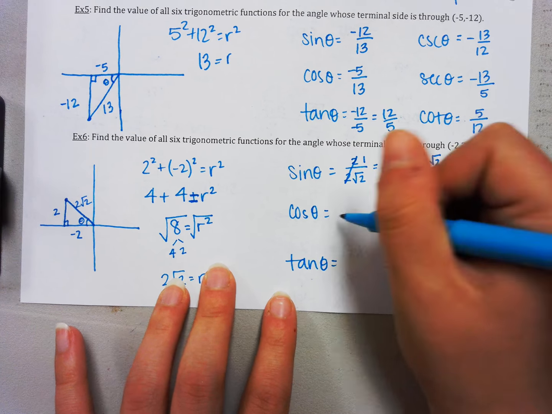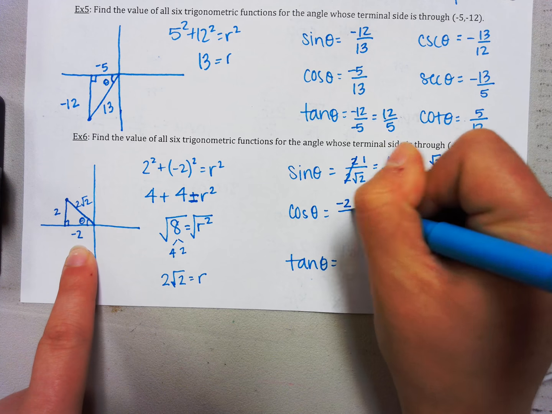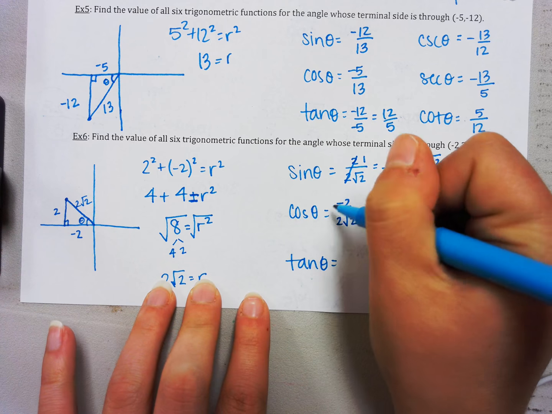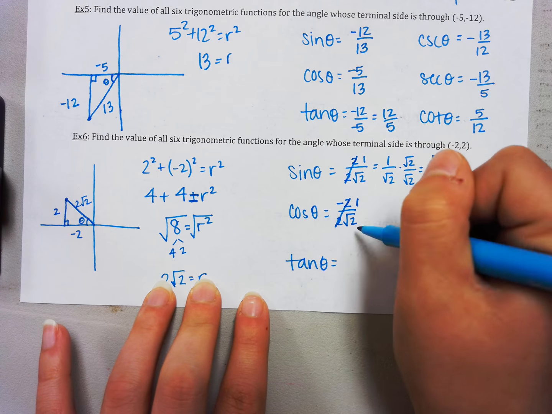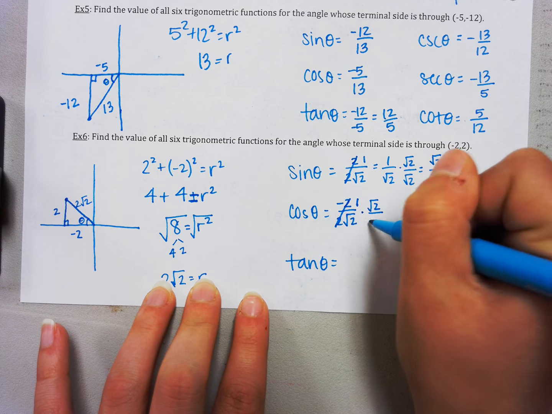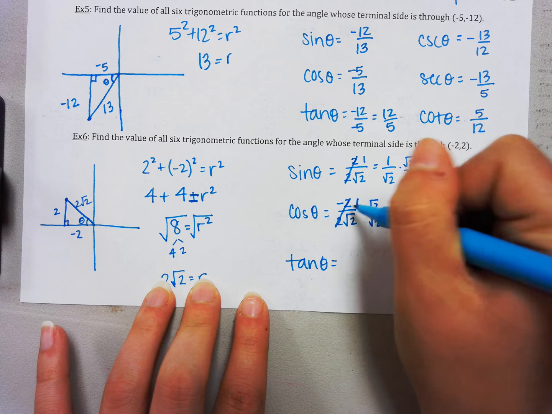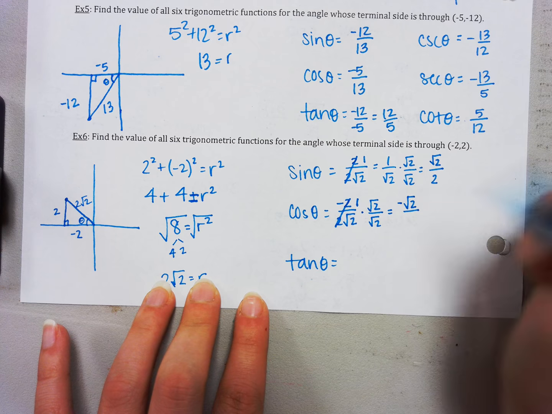Cosine, something similar will happen. So here's my angle. I would do adjacent, which is -2 over hypotenuse, which is 2 root 2. Again, these 2's will cancel. They'll reduce down. I'll be left with 1. So I'll have -1 over root 2. That has that radical in the denominator, so I'm going to rationalize. So I'll get -1 times root 2, which is -root 2. And on the bottom, root 2 times root 2 is 2.